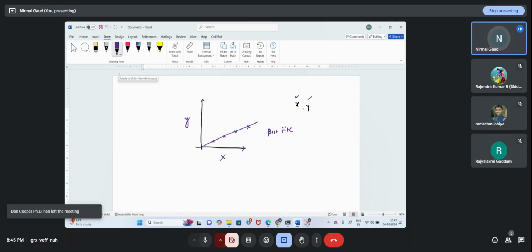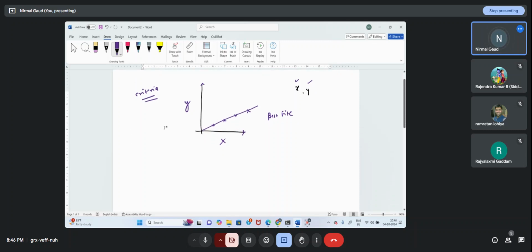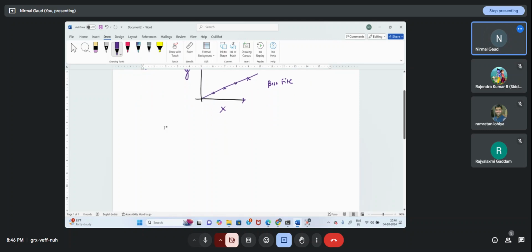Who made this line? What is the criteria of making this line? Can you tell me? Yes, I am just having this equation. By my calculations, I found the values of m and c. These are the coefficients you very well know.